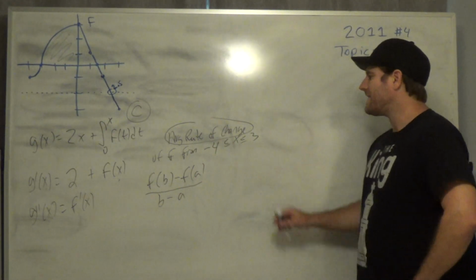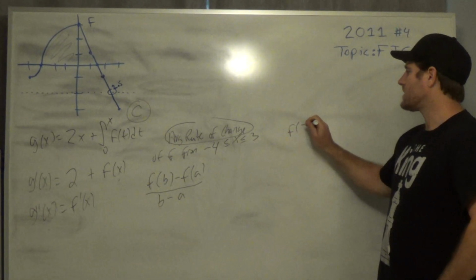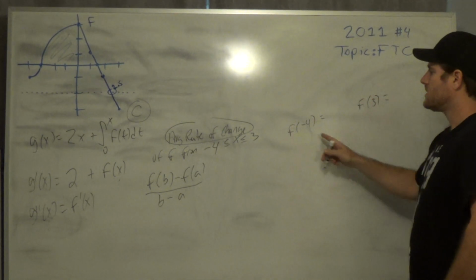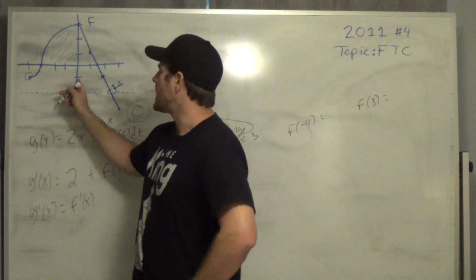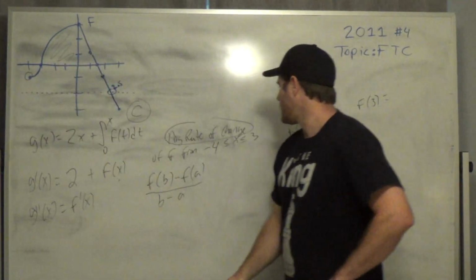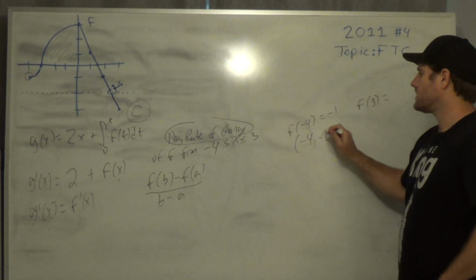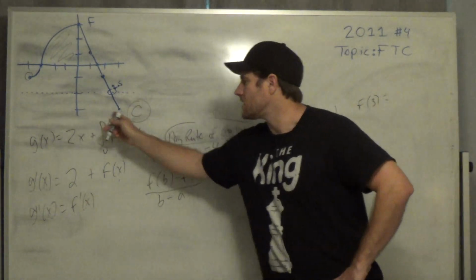So in order to find this, we simply need to know what is f of -4 and what is f of 3. So let's start with f of -4. F of -4, we can just look. F of -4, f is -1. If it helps you, you can write it as the ordered pair -4, -1, and then f of 3. F of 3 is down here at -3.